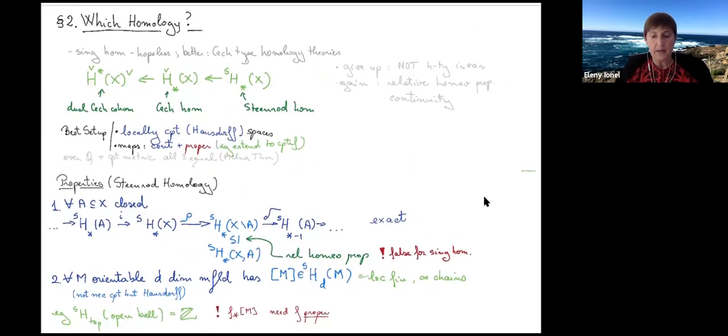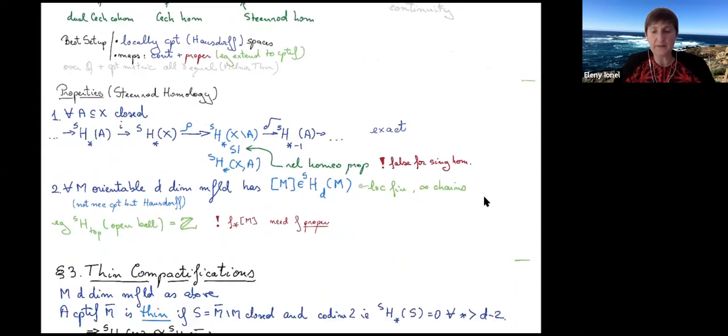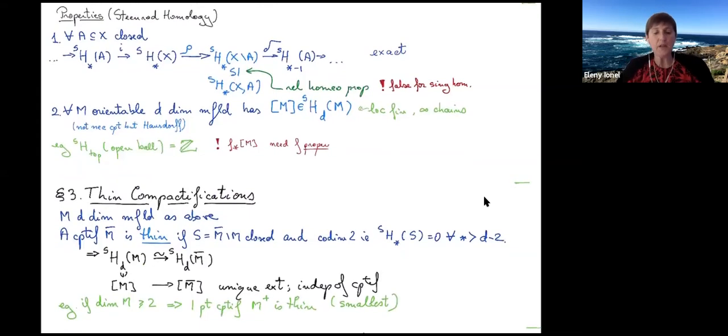All right. So let's see. This motivates the introduction of a notion of what we call thin compactifications. Here we're going to have a d-dimensional manifold as before, and we're going to call a compactification of it thin if the singular locus, which is the complement, maybe I'll draw a picture, right? So we have some manifold, and then we're going to compactify by adding some singular locus, that's S.